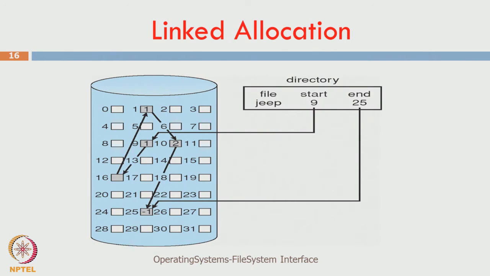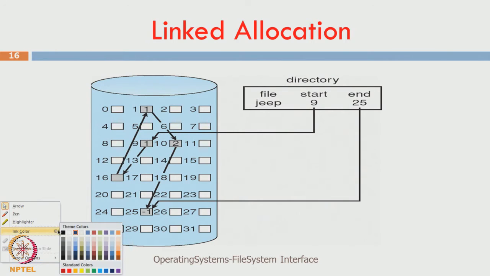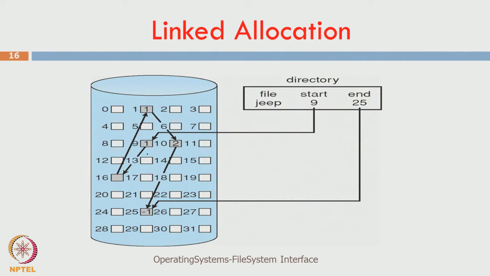Now, a linked allocation is where you start from somewhere. This is a file called jeep. It will start with 9, then there is a pointer which will take it to 13, from 13 to 16, 16 to 1, 1 to 2, 2 to 18 and then 26 and so on. It will end at 25 and so on.